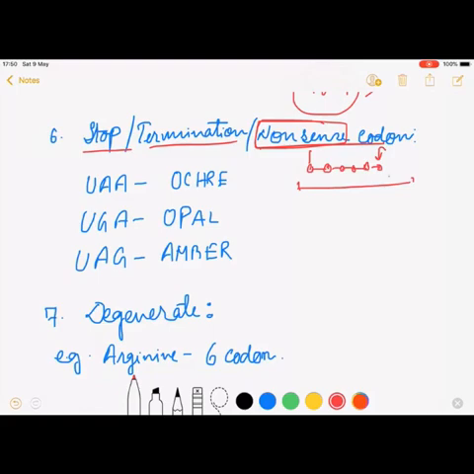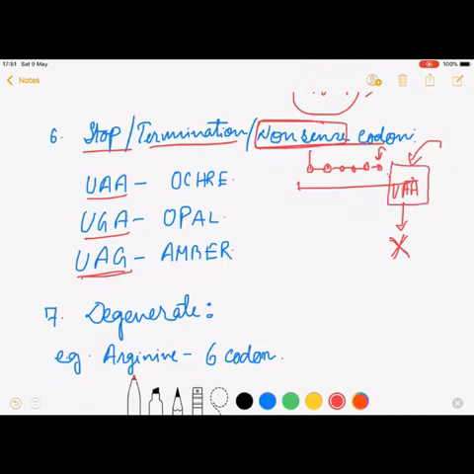To stop that, at that point there must be a stop codon present, like UAA, UAG or UGA. If this codon is present at that place, say for example UAA, then it will not recognize any amino acid. If it does not recognize an amino acid, that means it is giving the signal to stop. Then the release factor comes and the protein synthesis stops here. So it has a very big role during protein synthesis.